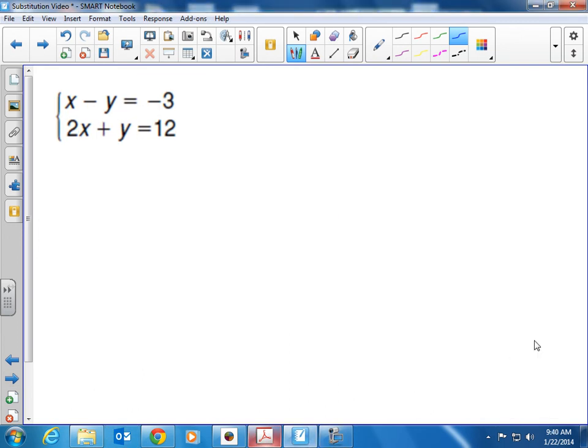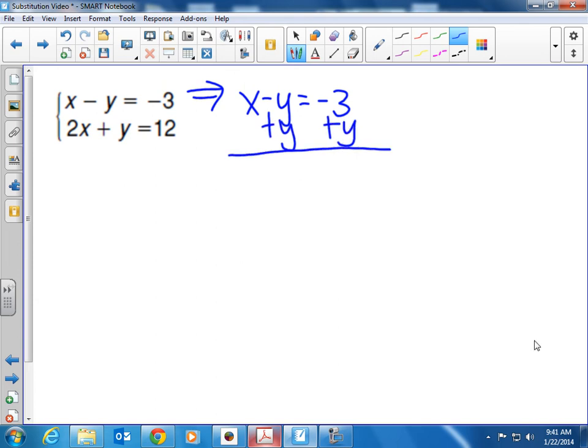Okay, now when you look at this system of equations, you notice that neither of these equations are solved for a variable. So it's not set up perfectly for substitution, but I can see that pretty easily I could take this first equation and solve it to get one of the variables alone. Once I have one of the variables alone, I can take the value of that variable and substitute it into my other equation. So what I can do pretty easily is add y to each side. And I'm getting positive x by itself. I'm going to find that x equals y minus 3, or negative 3 plus y.